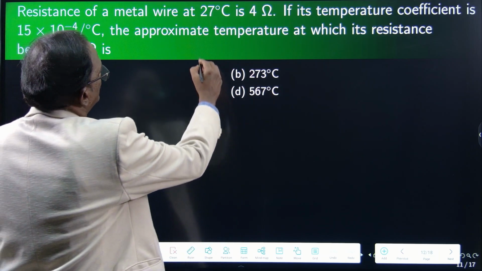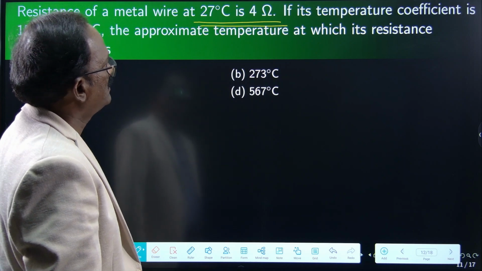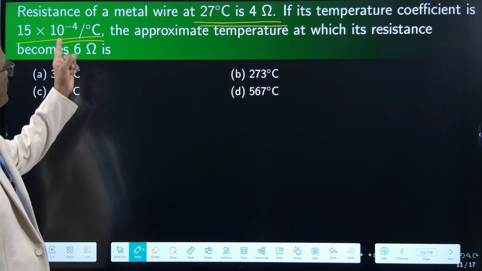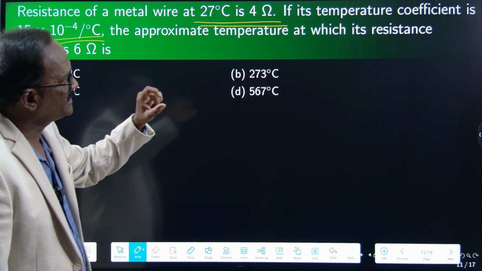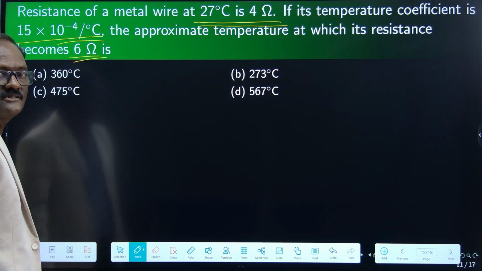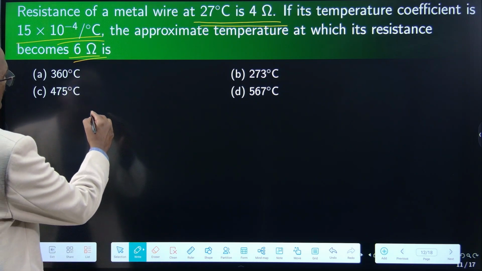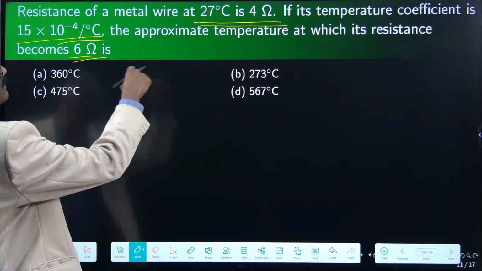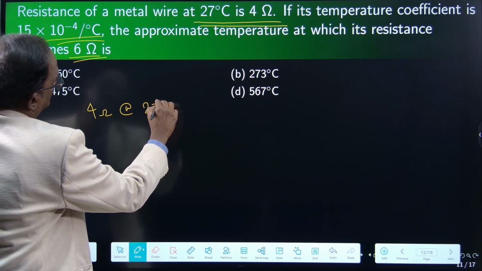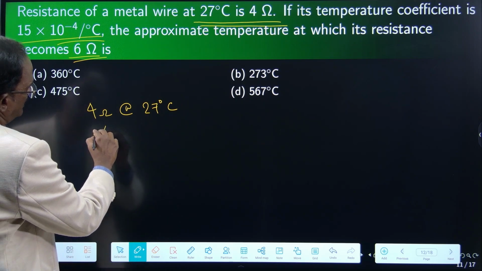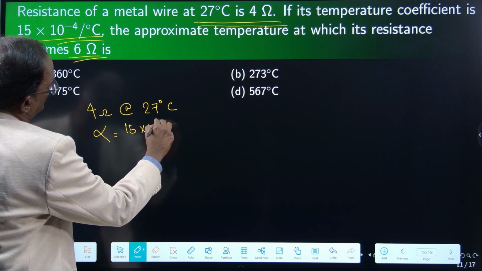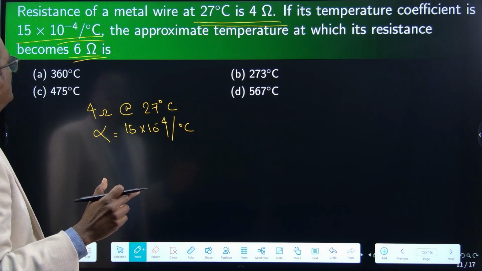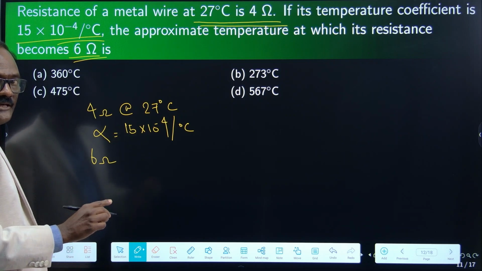Resistance of a metal wire at 27 degrees Celsius is 4 ohms. If its temperature coefficient is 15 into 10 to the power minus 4 per degree Celsius, the approximate temperature at which its resistance becomes 6 ohms is? Resistance of a metal wire is 4 ohms at 27 degrees Celsius. Temperature coefficient is 15 into 10 to the power minus 4 per degree Celsius. The resistance becomes 6 ohms.